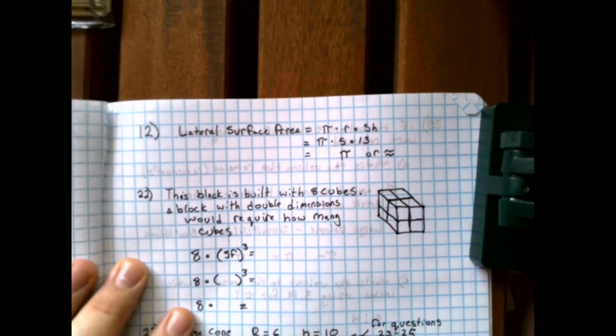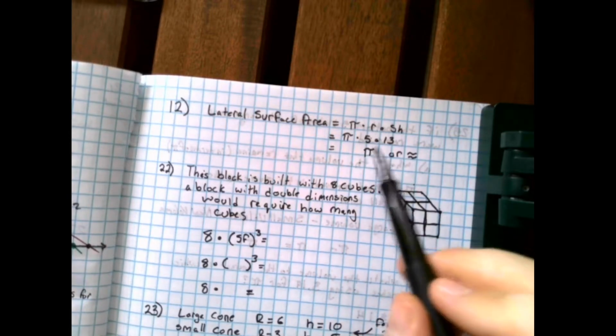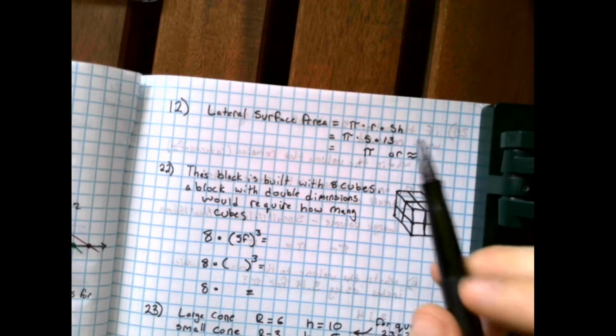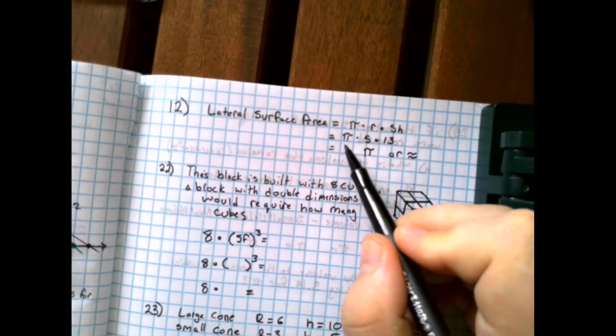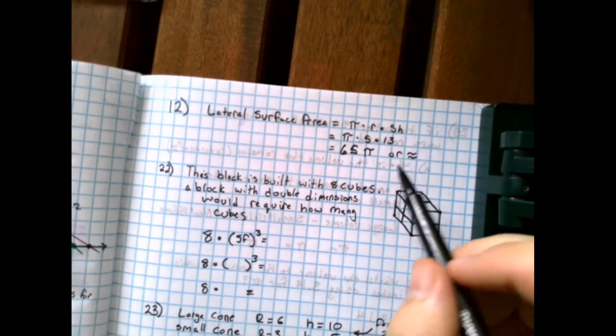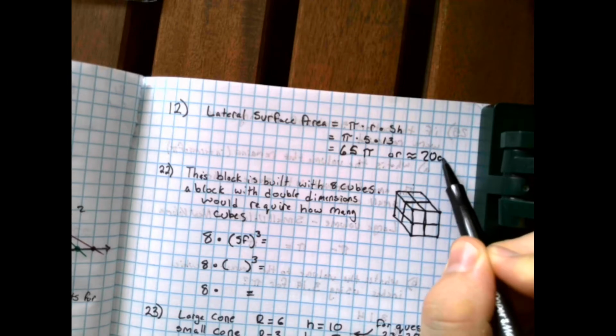Now, question 12 says that we have a lateral surface area of a cone. Now, lateral surface area is pi times the radius times the slant height. The radius is 5, the slant height is 13. 5 times 13 is 65. 65 pi can be approximated to about 204 centimeters.